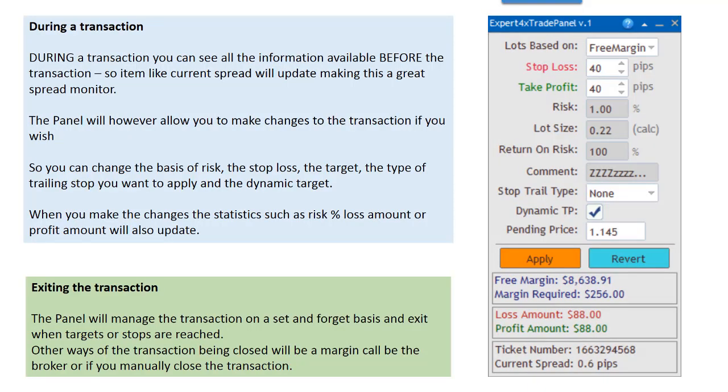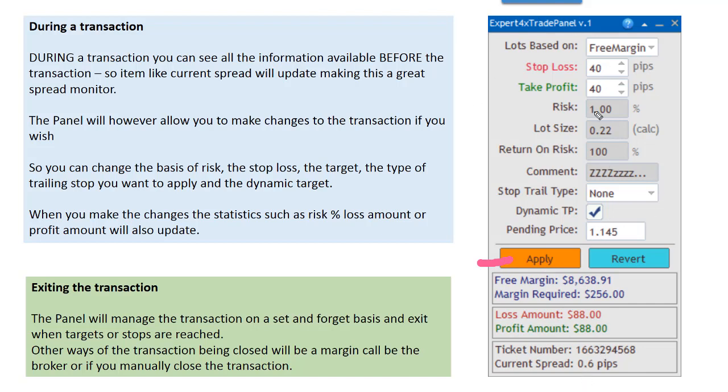So let's talk about what happens during a transaction. When you've entered a transaction, you will see the trade panel actually changes in presentation. You no longer have buy and sell and all that. It now allows you to change certain settings, and you can change the basis of your risk calculation, the stop loss you can change, the take profit you can change, the method of trailing that you're using. If you've used none, you can add a trailing stop, you can add a dynamic target. So you can make a lot of changes, which is quite good. And then once you've made your changes, you just hit apply, and there it updates all that.